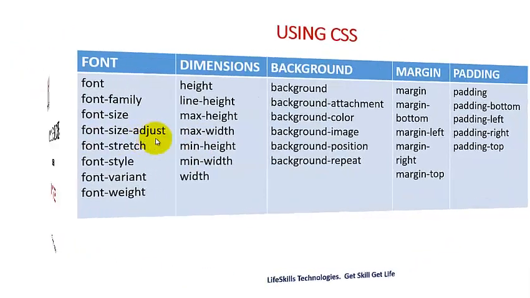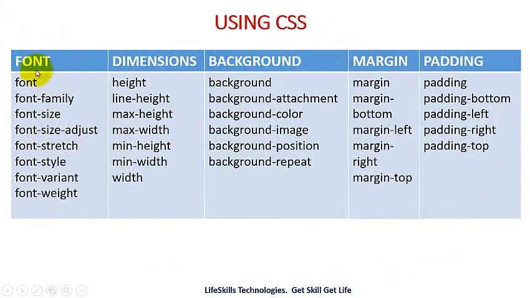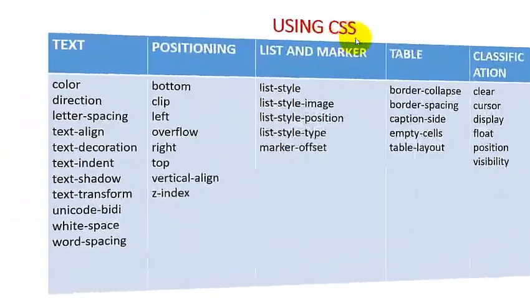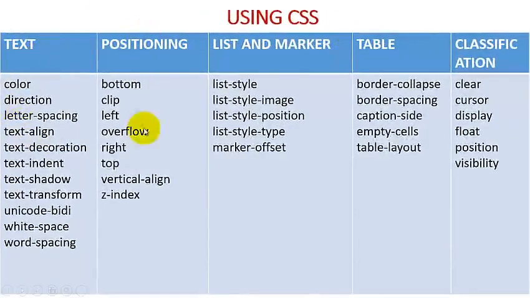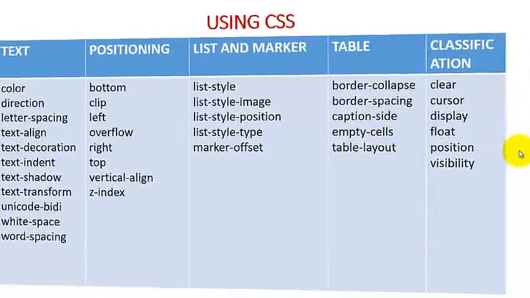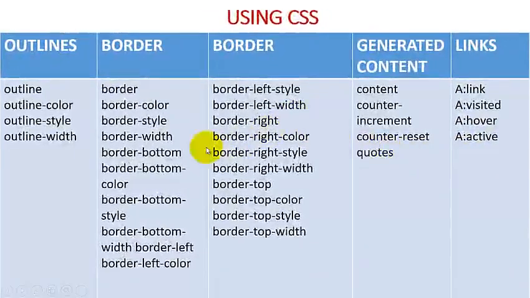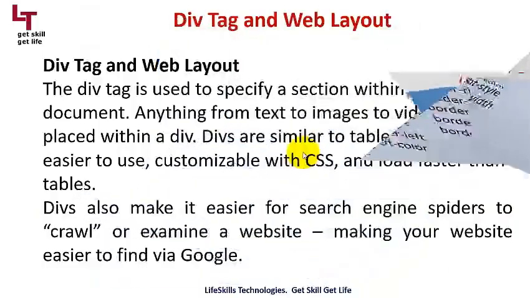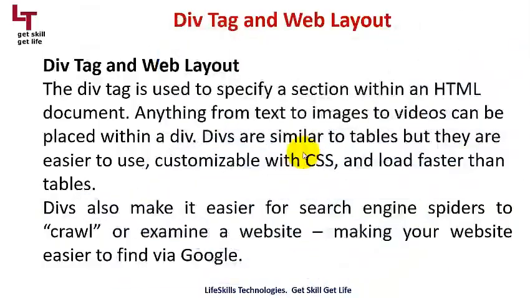Now, in the previous presentation, I talked about all these CSS properties. We have font properties, dimension properties, background, margin, and padding. We want to make use of all of them, probably all of them in the next couple of videos. Then we have text property, positioning, list and marker, table, classification, and so on. So these are the properties we'll be exploring from now. And before I go into that, it's very important I talk about div tag and web layouts.